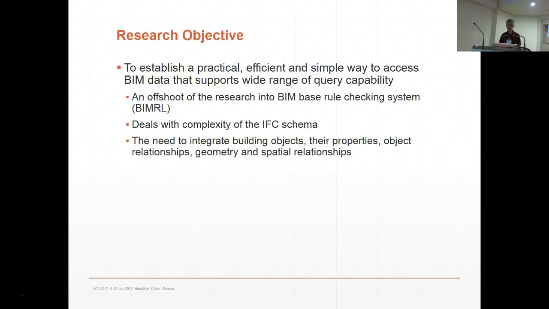So before I get into the topic, I just review a little bit about the objectives. We have been dealing with rule checking systems. I personally have been dealing with it since 2001. That's 16 years. We always have an issue about where to get the data, how to get the data, and how easy it is to get the data.